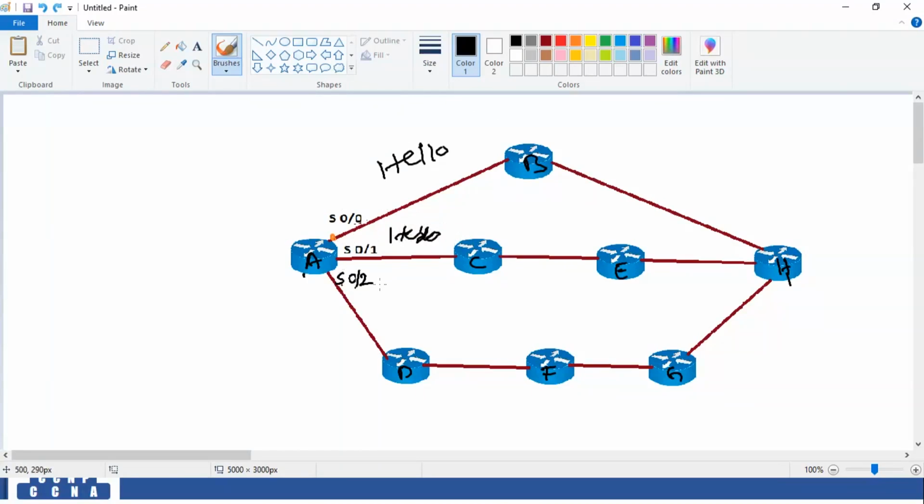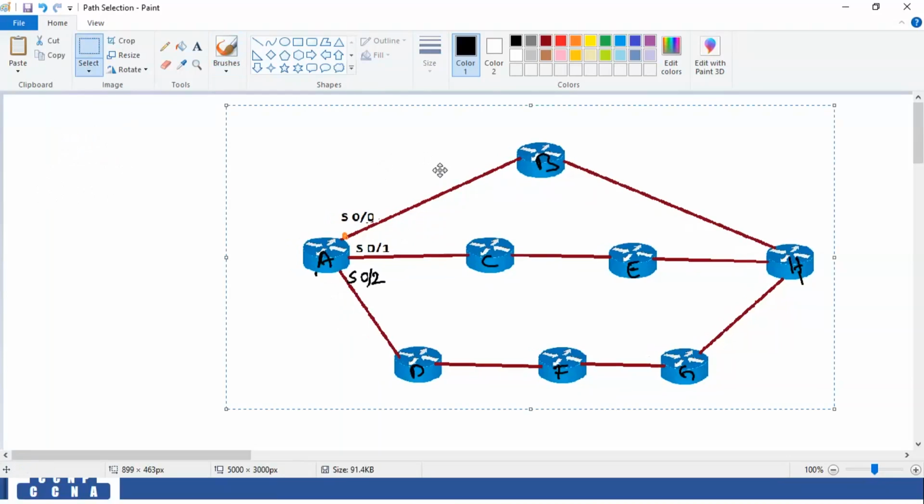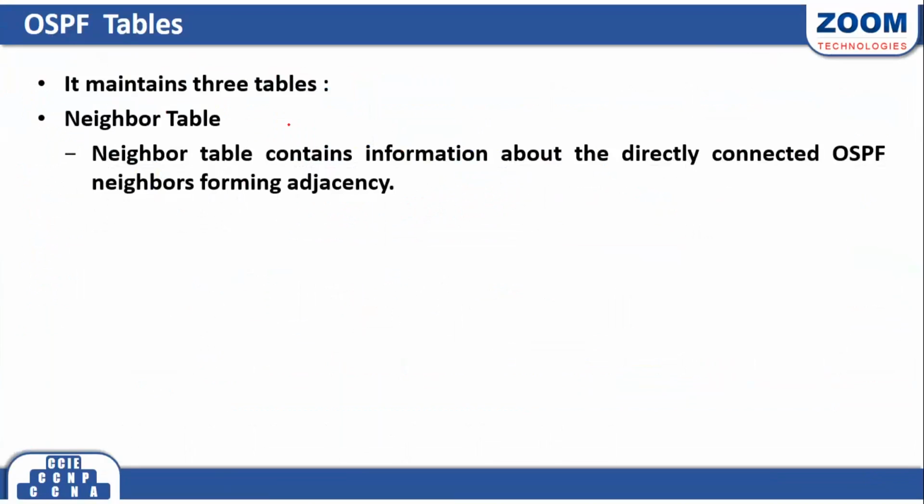Neighbor come adjacency. Router A is sending hello packets to D, but router A is in area 0 and router D is in area 10. Area IDs are not matching. Or areas are matching, but the network is not matching. A and D are both directly connected, but just being directly connected, they will not become a neighbor or an adjacency. So in the neighbor table, what information can you get? You can see only B and C. D is not a neighbor. So that's the point here. The neighbor table contains information about directly connected OSPF neighbors forming adjacency.